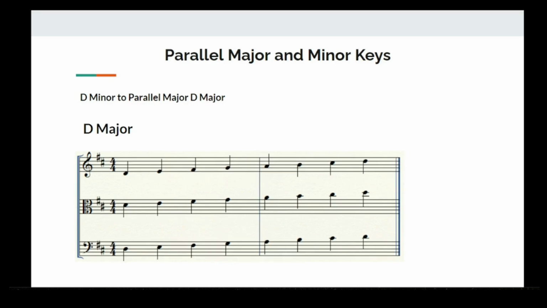D minor begins with 1 flat that must be removed. Because we have removed that 1 flat, we will now only add 2 sharps. Following the order of sharps, that would be F sharp and C sharp.